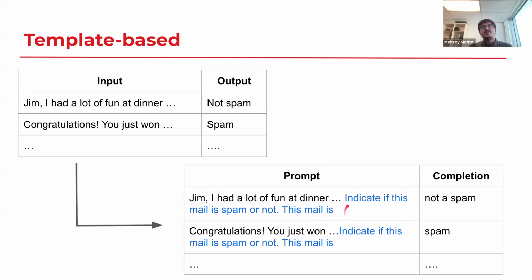So you have the email, and then you have the instruction: indicate if this mail is spam or not. This mail is, and the completion would be not a spam or spam, and so on. So this is how template-based instruction fine-tuning works. You have an instruction template, which is used to convert an existing input-output style label data set into a prompt completion style label data set. Okay, so this is one way of doing instruction fine-tuning. As I mentioned, the thing that was highlighted in the blue is the instruction template.